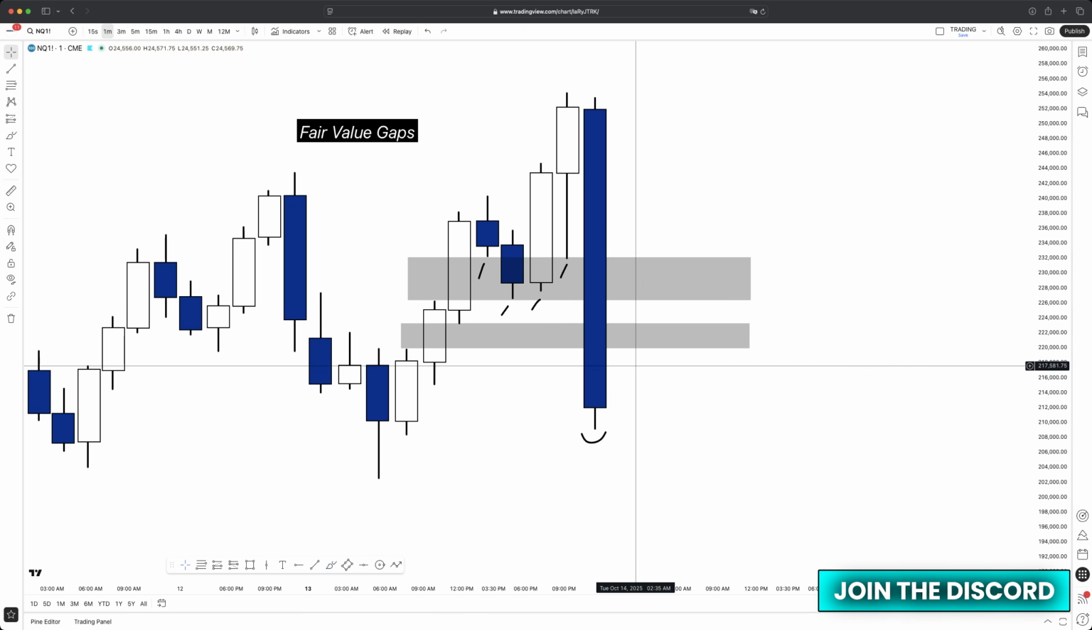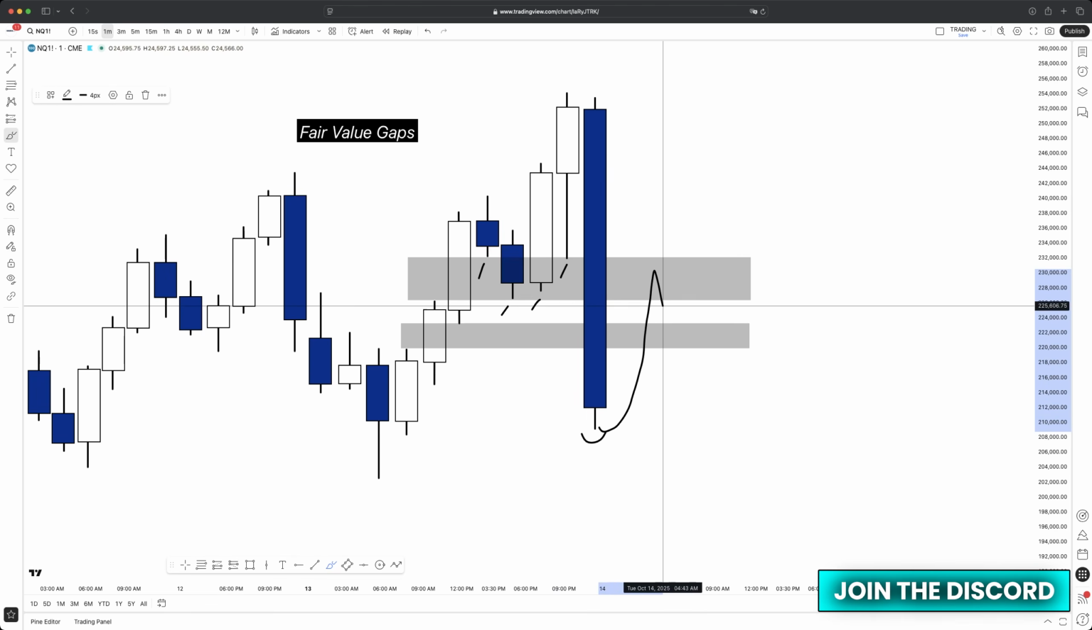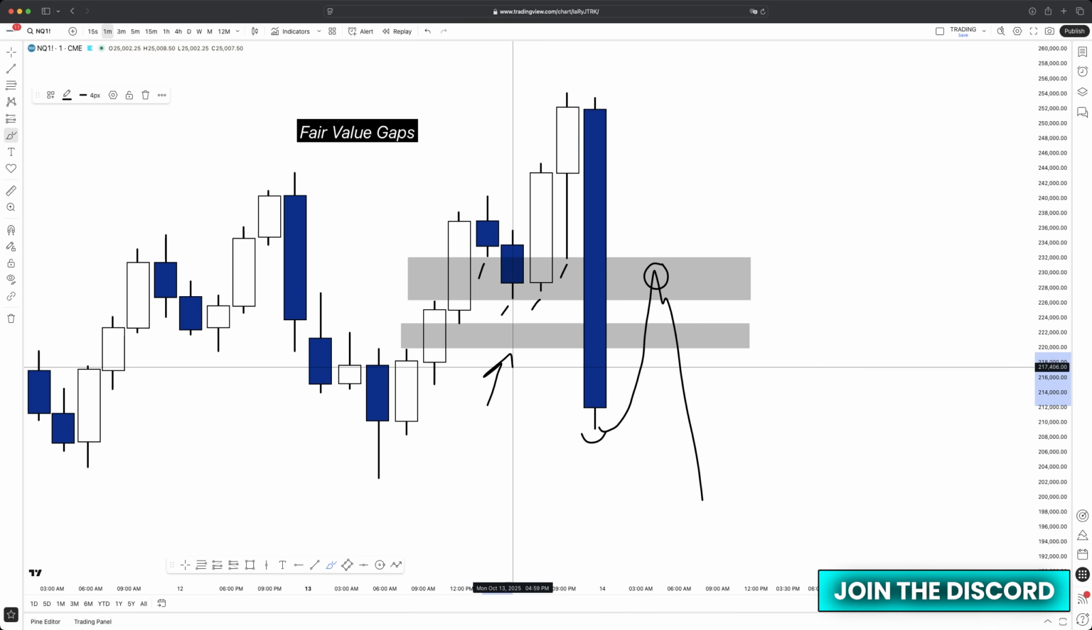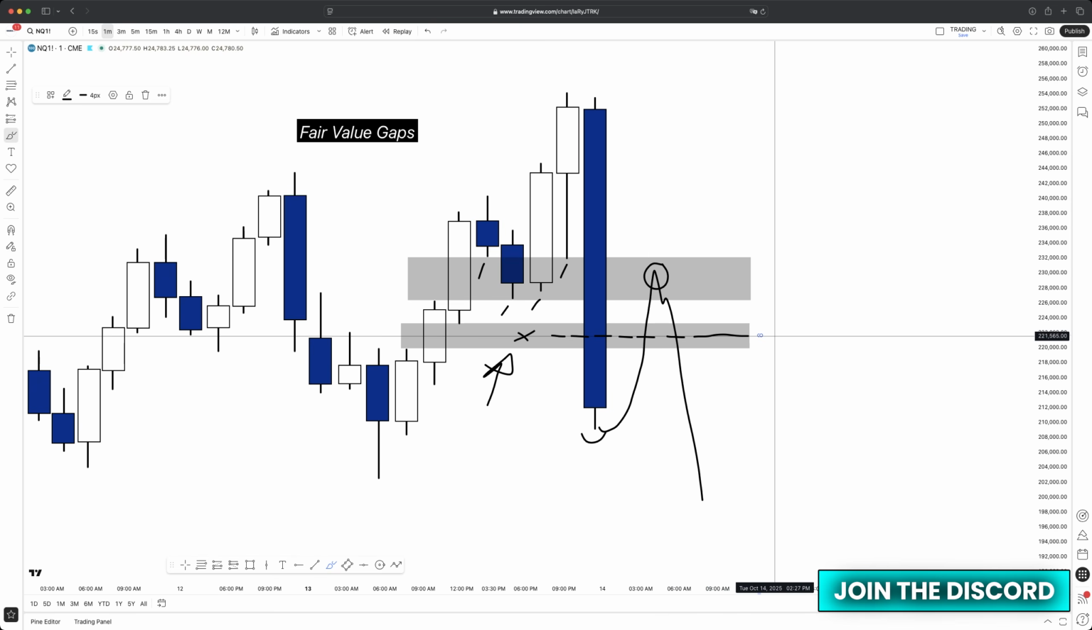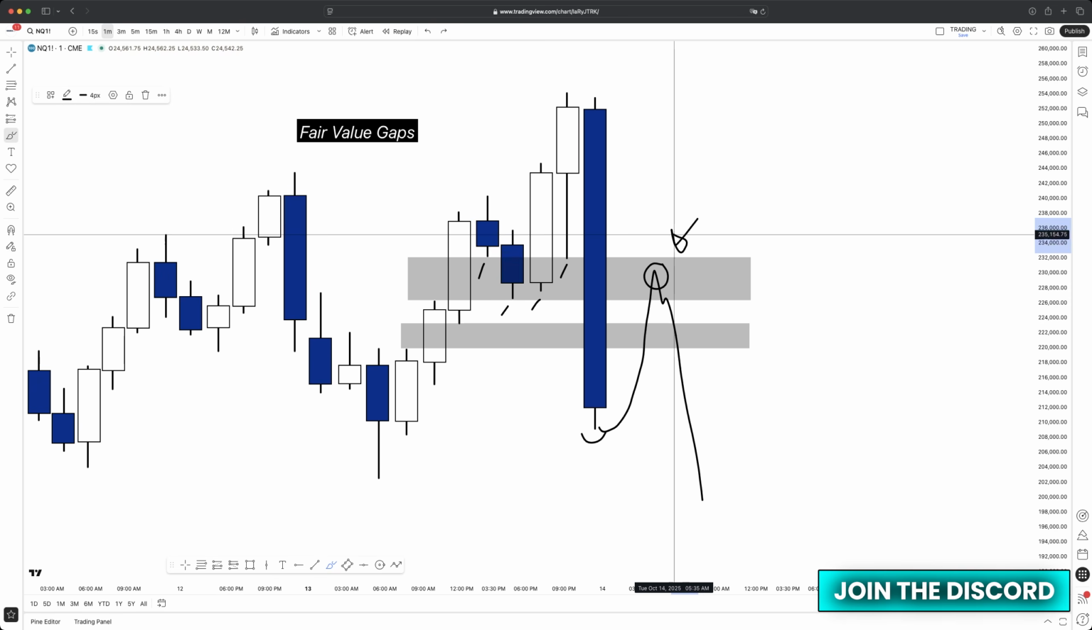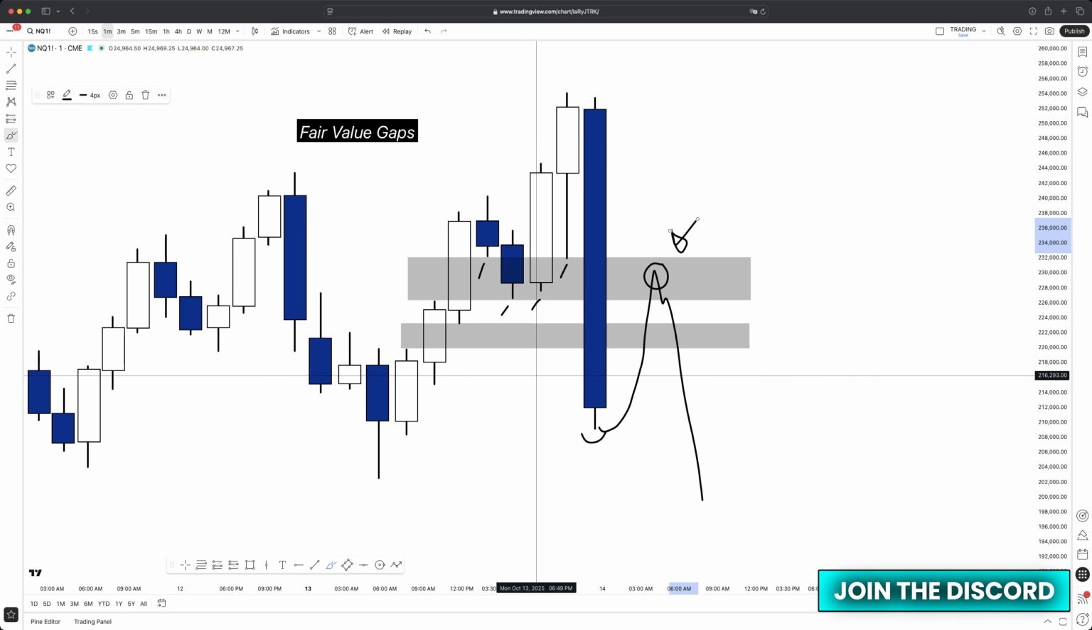So the more important inversion fair value gap here is going to be the one that held price action the most. So I would be looking at this one to hold price down. It doesn't mean that this one cannot hold price down, especially if you have a higher time frame level or a different confluence here. But it just means that if we're looking at this chart directly, this inversion fair value gap is more likely than this one.